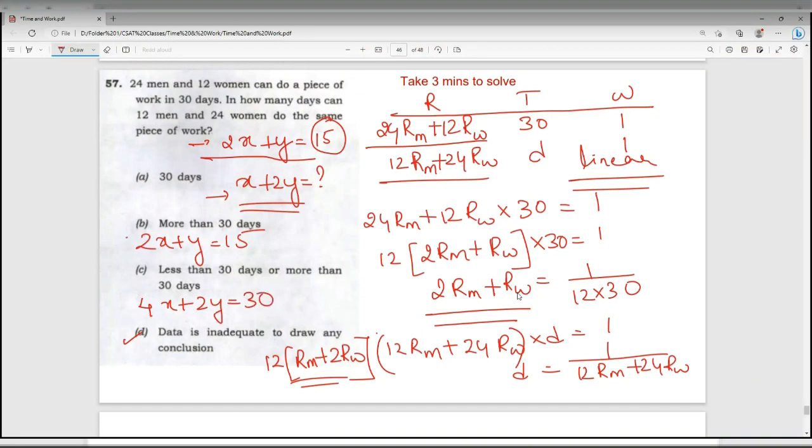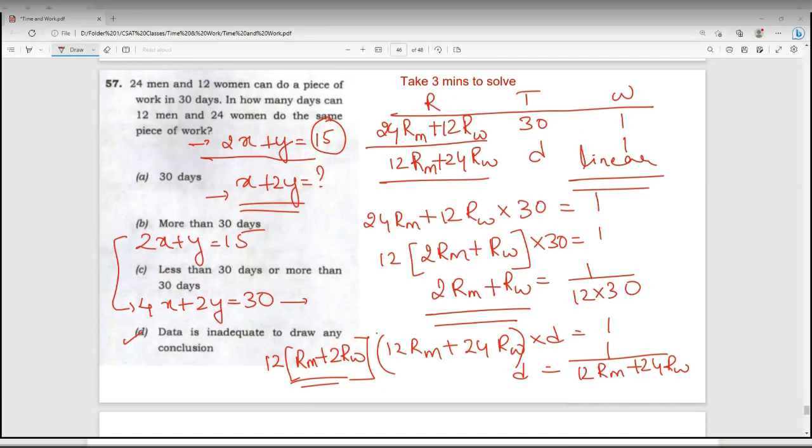You cannot find x and y using these two equations, because both equations are almost the same. I've just multiplied this equation by 2 and got the same equation. So if you have something like this, you cannot solve. You need two different equations to solve linear equations: two different equations and two variables. I hope you have understood this, and UPSC is actually becoming very clever.